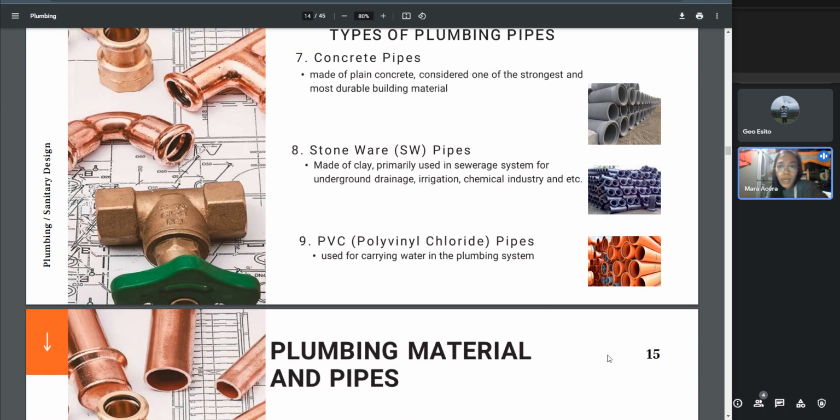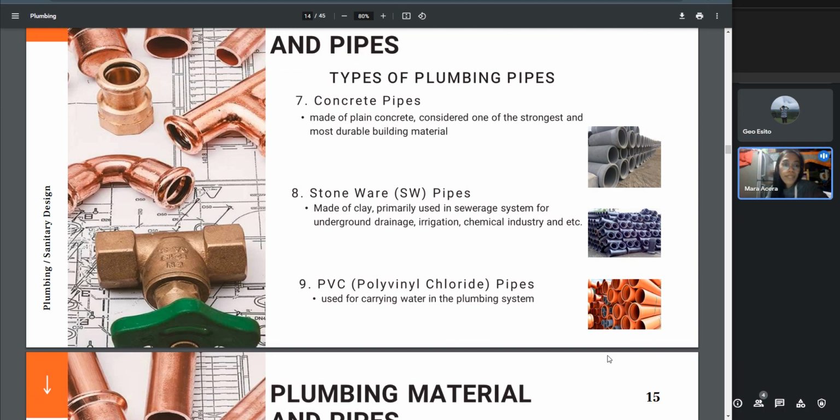Next is the stoneware or SW pipes. These are made of clay and are primarily used in sewerage system for underground drainage, industrial drainage, irrigation, chemical industry for transporting the highly corrosive chemical, etc. The stoneware or SW pipes are mostly used to carry night soil and effluent water. These pipes are laid below the surface. The pipe should be laid on regular surfaces as they are rigid in nature.